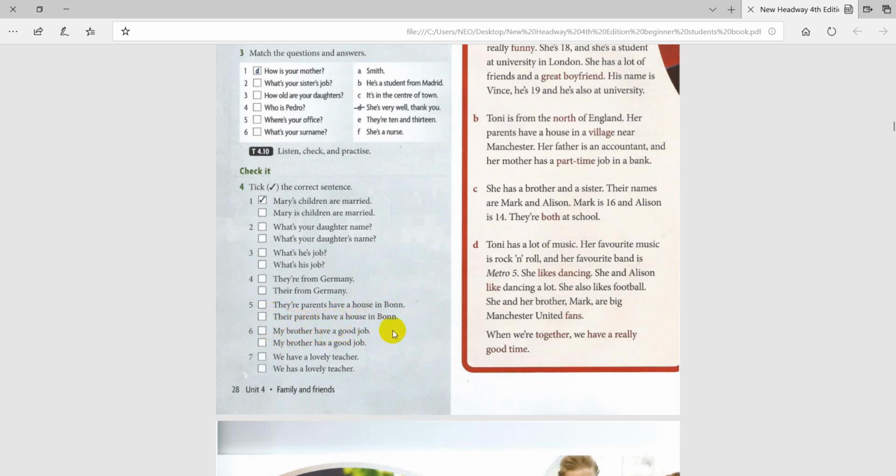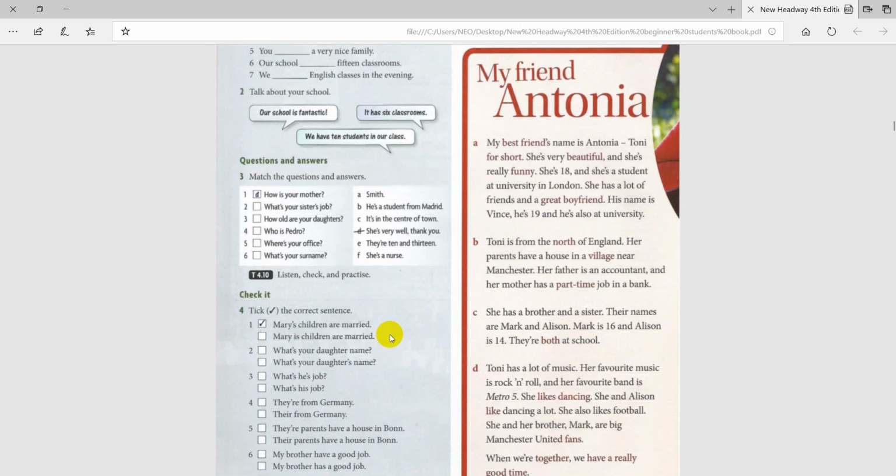My brother have a good job, or my brother has a good job? So my brother has, because brother is singular. We have a lovely teacher, or we has a lovely teacher? So number one, we have a lovely teacher, is the correct answer.